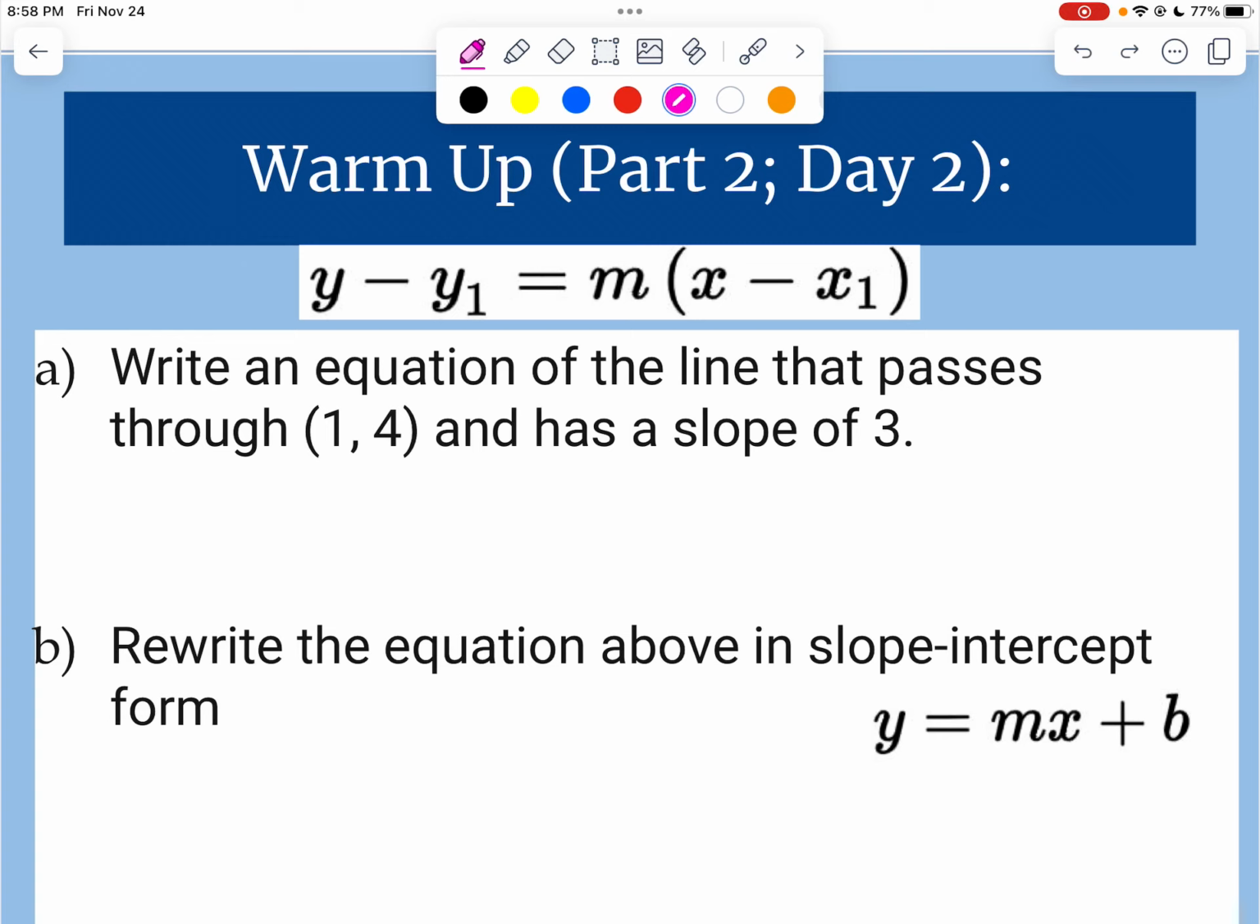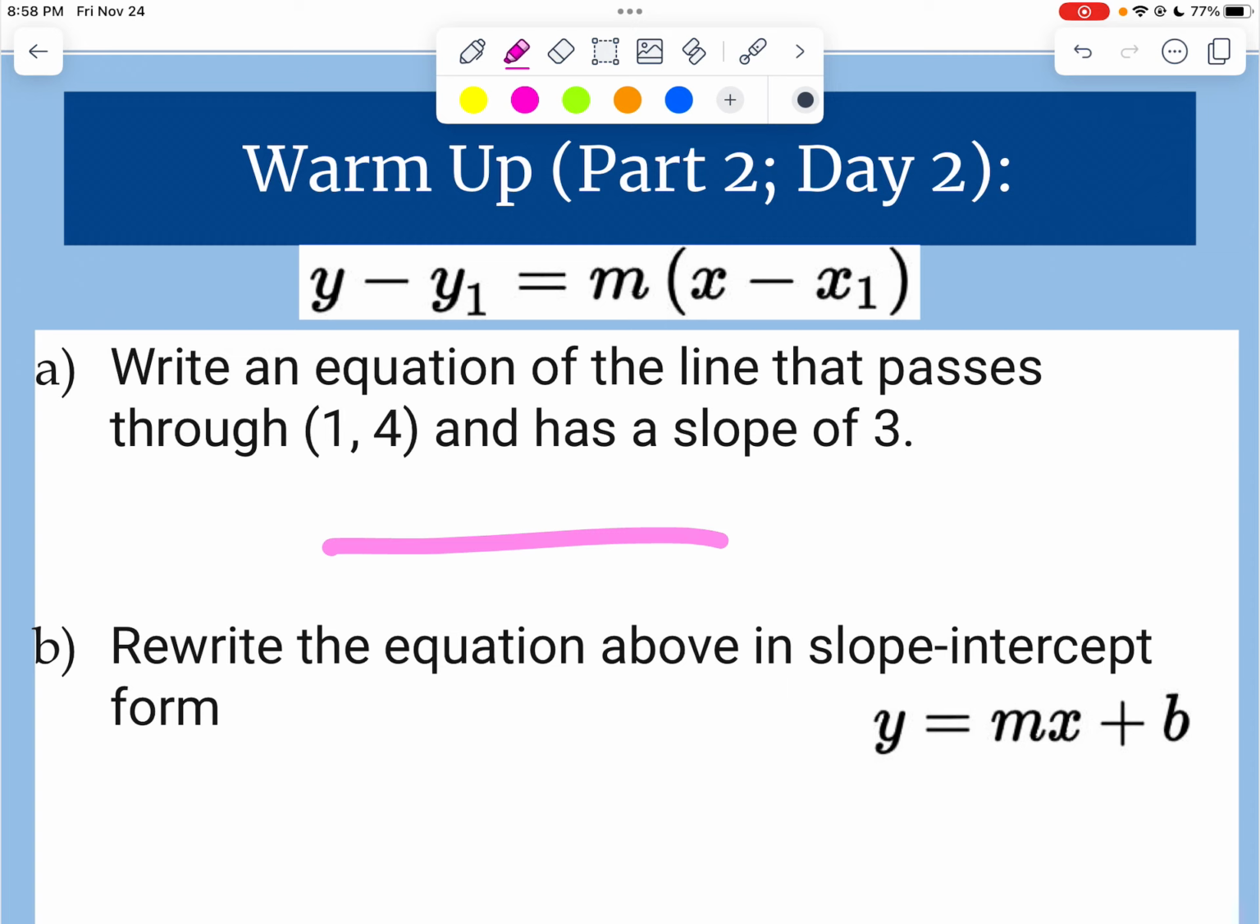So, this should be at the top of your lesson agenda. At the top of the lesson agenda, please complete part A and part B. So, part A, you're writing an equation of a line that passes through a point and a slope. So that's why I gave you this form right here. That is point slope form because we're given a point and a slope. So first thing, you are just writing that equation in point slope.